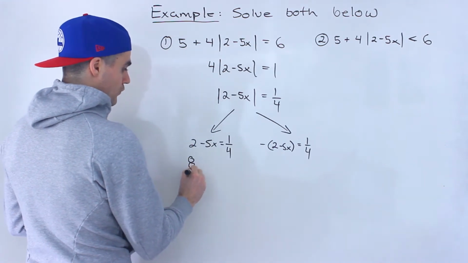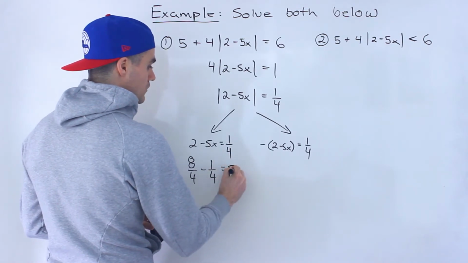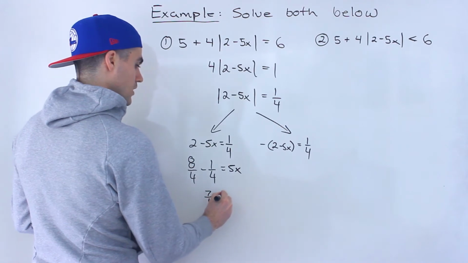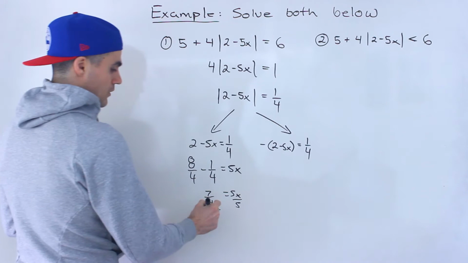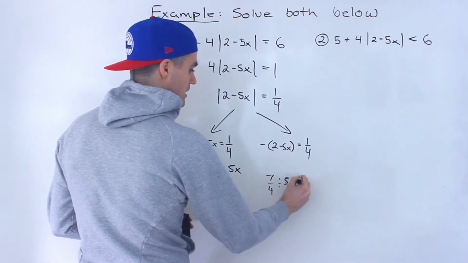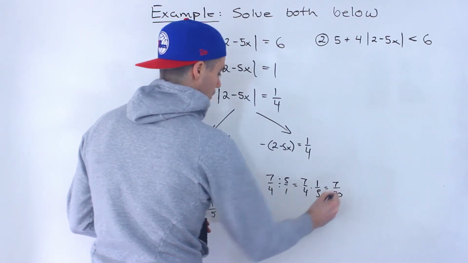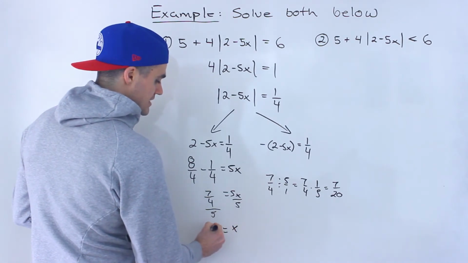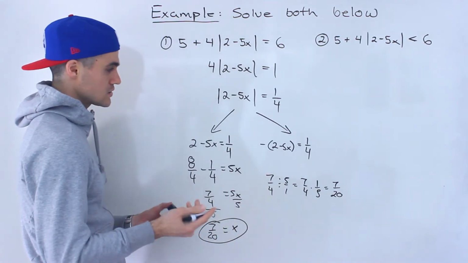So from here, to solve for this x, I'm going to change the 2 to be 8 over 4. Then I'm going to bring the 1 over 4 over, so we'll have minus 1 over 4. Bring the negative 5x over, that would be positive 5x. So this here would end up being 7 over 4 equals 5x. Divide both sides by 5. So that would be like 7 over 4 divided by 5 over 1, which is like 7 over 4 times 1 over 5, which is 7 over 20 right here. Right? So x equals 7 over 20. That is one of the solutions.